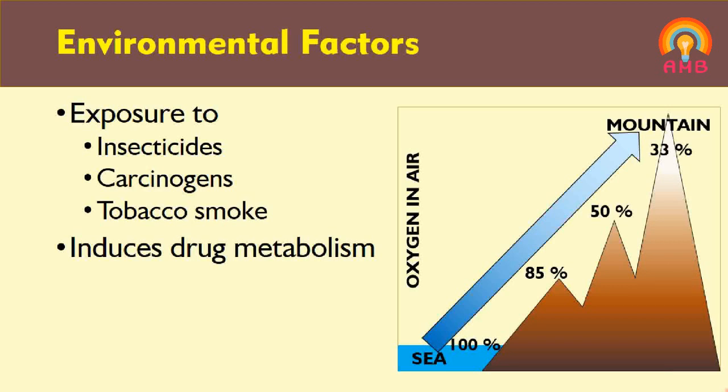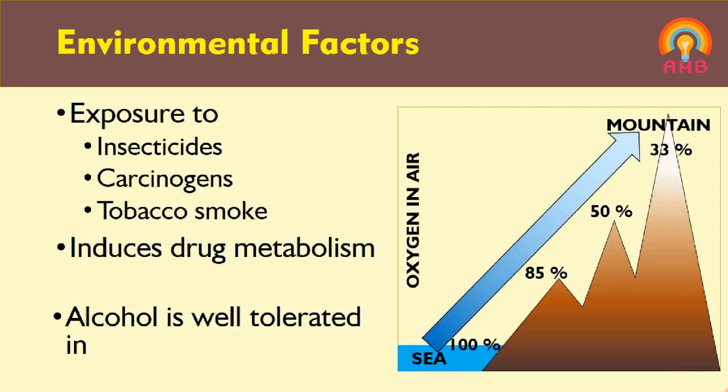If we are living at high altitude and taking the same dose which we take at sea level, there are chances of reduction in metabolism, and the drug accumulates in the body and it may produce toxicity. A well-known example of this environmental factor is alcohol. Alcohol is better tolerated in winter than in summer.